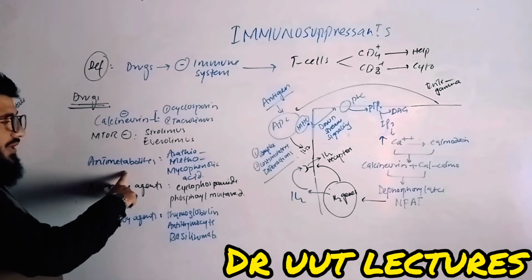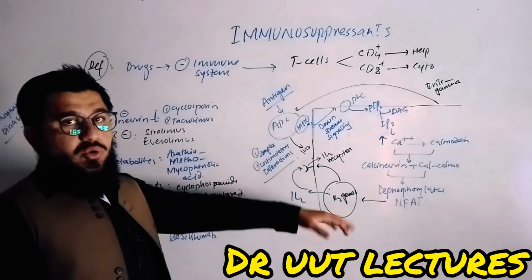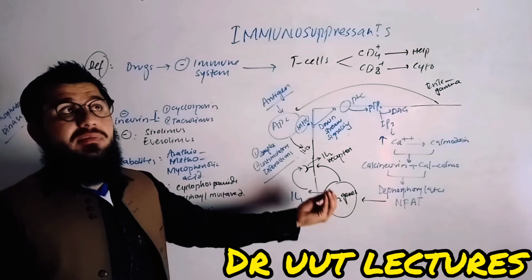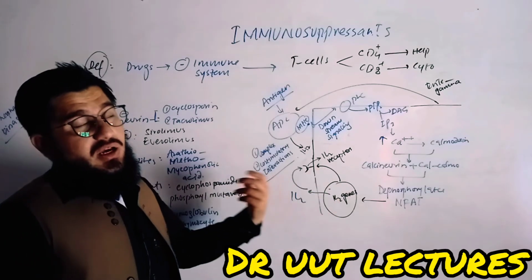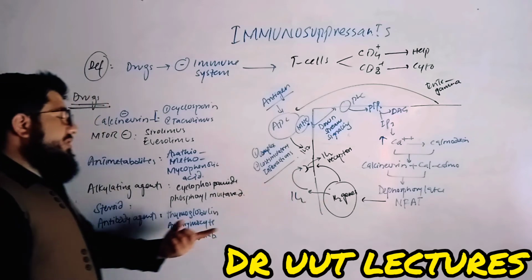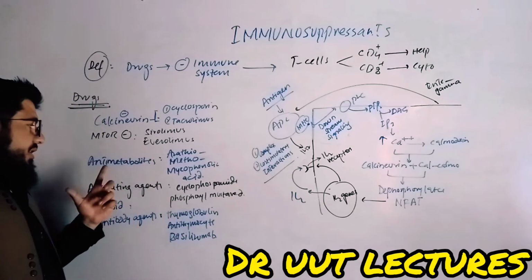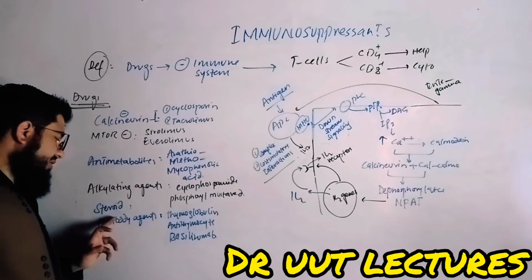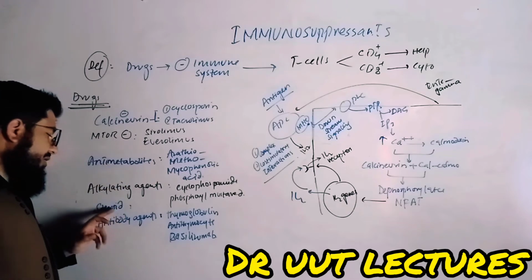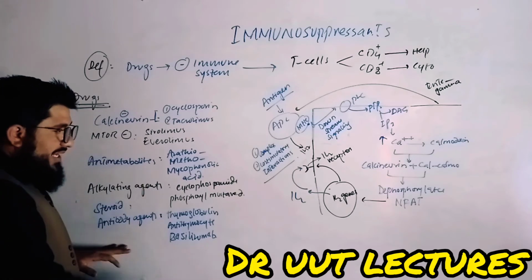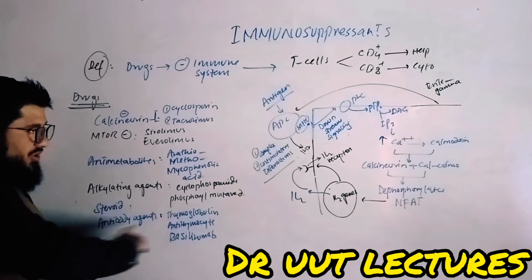Again, antimetabolites act in purine synthesis, so their mechanism is within the cell, during purine synthesis. You can say in short, DNA synthesis is affected by the antimetabolites, alkylating agents, and steroids. So these are responsible for the DNA effects. Then here we have antibody agents like those we talked about a moment earlier.